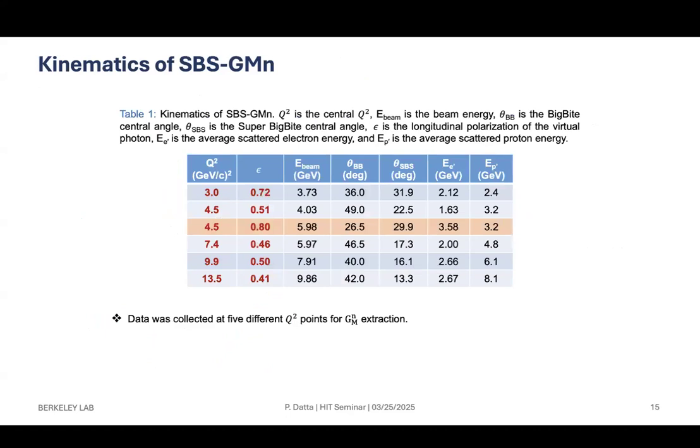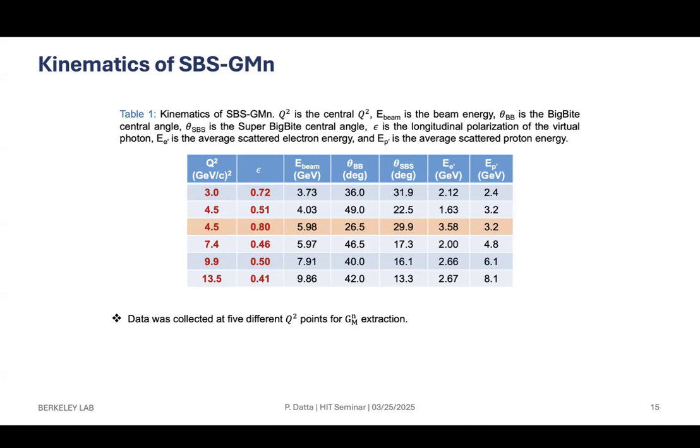workflow. And this is the kinematics of the SBS-GMn experiment. We took data at 5 different Q-squared points: 3, 4.5, 7.4, 9.9, and 13.5 GeV squared. As you can see, for each Q-squared point, we had different BigBite and SBS angles and also different distances for each calorimeter.